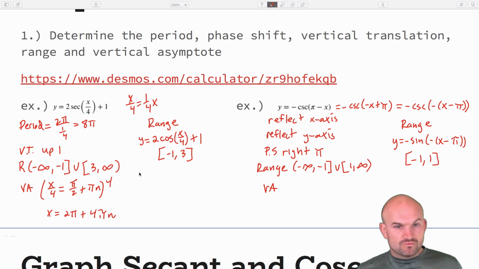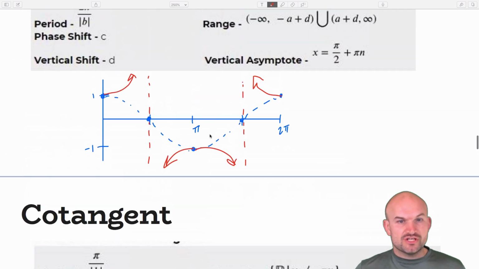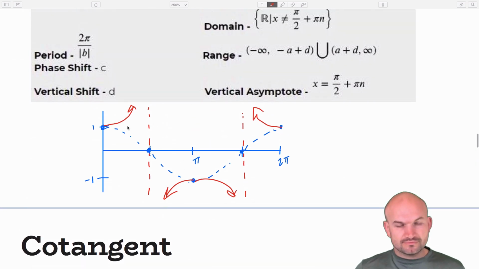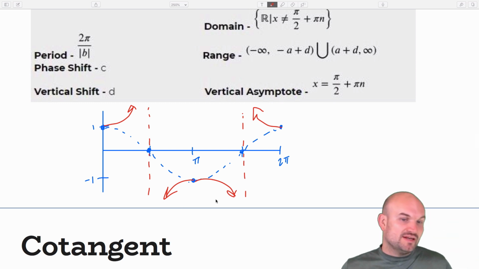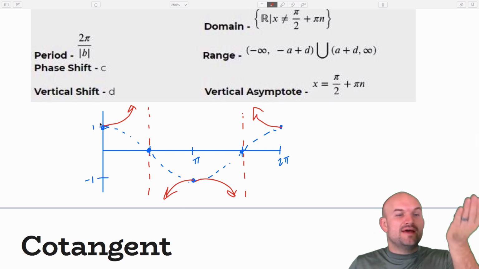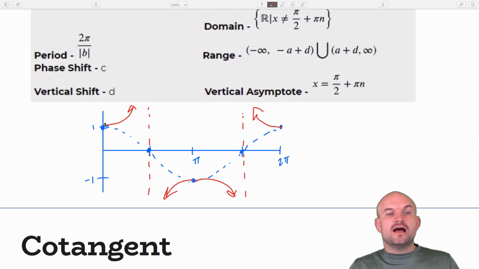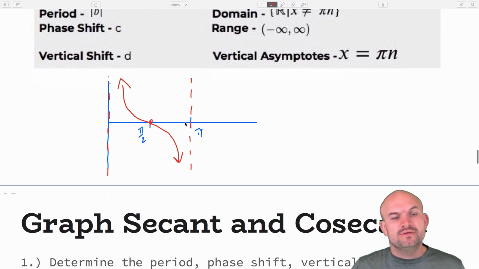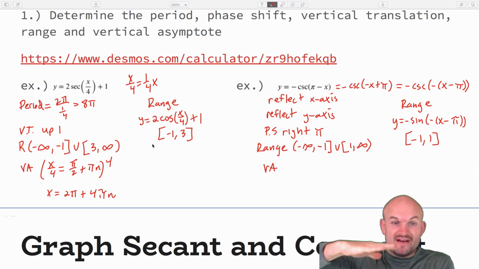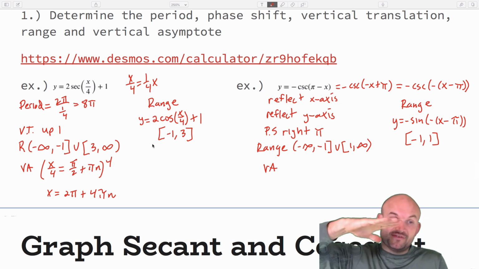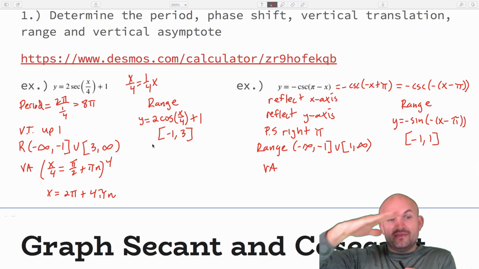So if I can figure out the range of cosine, I can figure out the range of cosecant. Because again, here is the cosine. If I know what that range is for the blue graph, I can figure out the range of the red graph, which is basically going down to -infinity to the low point, and then going from the high point of cosine up to infinity. So that's how I got the range. I know that the low and high points of the cosine graph are -1 and 3. So my range is going to be from -infinity to -1, and then from 3 to infinity.